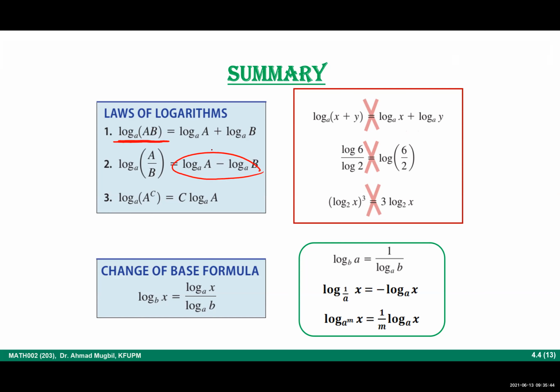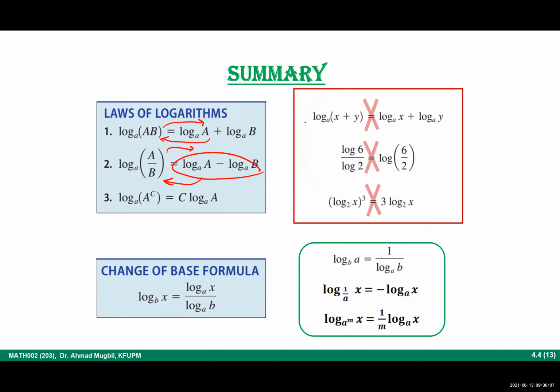You should be able to do it from both directions because they are equal to each other. This is if you want to expand. This is if you want to combine. Also, the power rule: when you have log of a to the power c, then it is c multiplied by the log of a. These are common mistakes related to these laws.